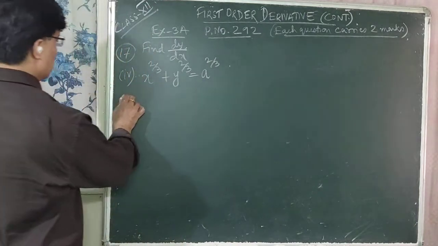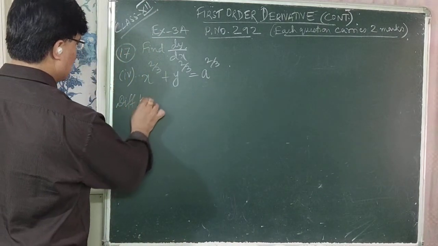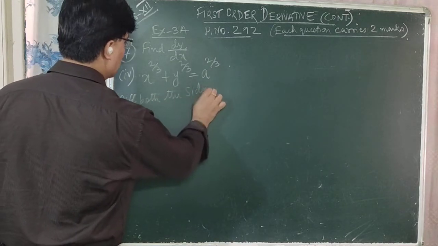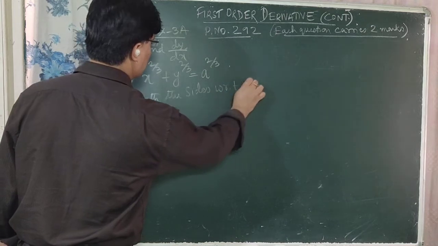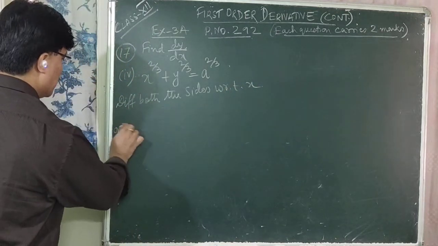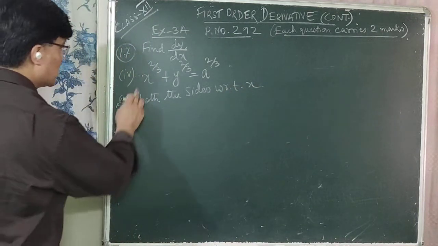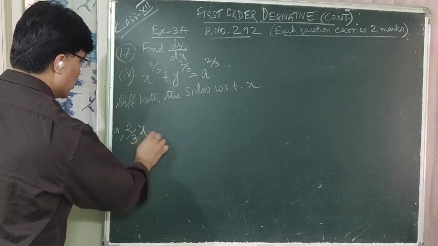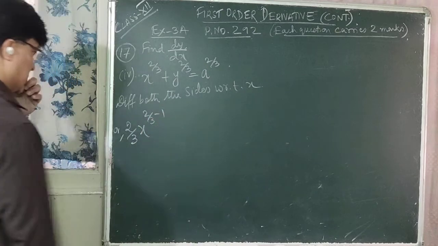So let us differentiate it. So differentiating both the sides with respect to x, okay? So what is the differentiation of the first term? This is just like x to the power n. 2/3 comes in the front, x to the power 2/3 minus 1, right?